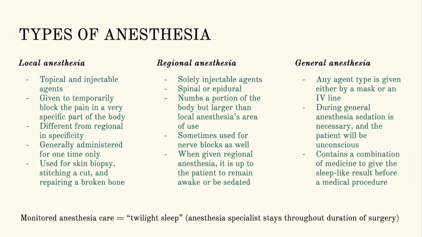There are a total of 3 different types of anesthesia, and they are local anesthesia, regional anesthesia, and general anesthesia. Local anesthesia is usually topical and injectable agents, and they are given to temporarily block the pain in a very specific part of the body. This is different from regional in specificity. It's generally administered for one time only and used for skin biopsies, stitching a cut, and repairing a broken bone.